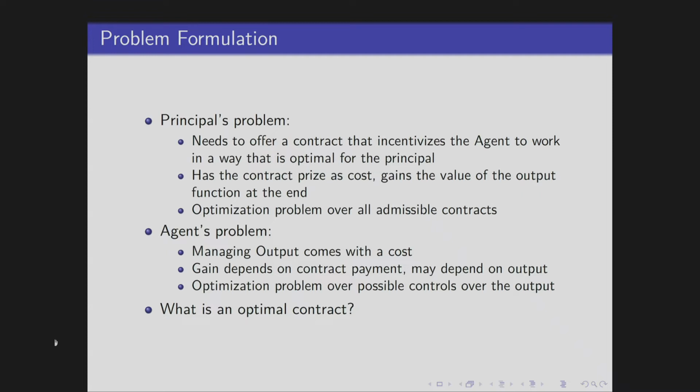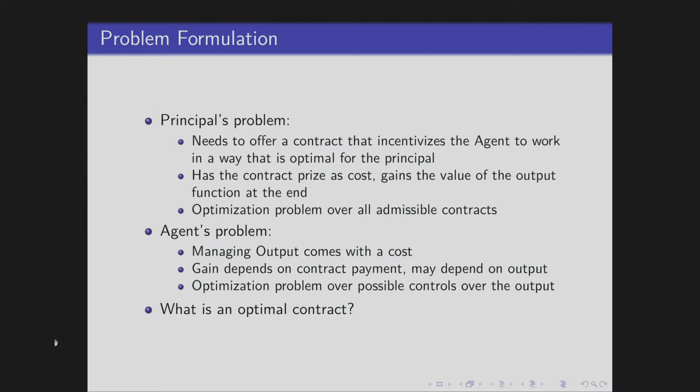And so what is the optimization problem of the principal? Basically, he wants money, or he wants some value of something, and the value he gets is the output function that the agent generates. But of course, since he has to pay the contract, he will lose the cost of the contract. So this is the one side of the problem, and so we optimize over all admissible contracts, whereas an admissible contract will be something we will define later.